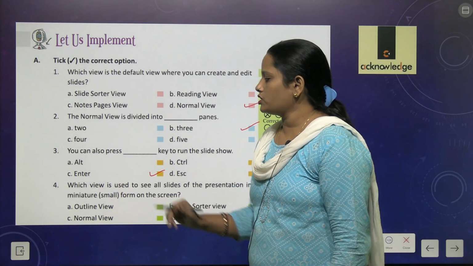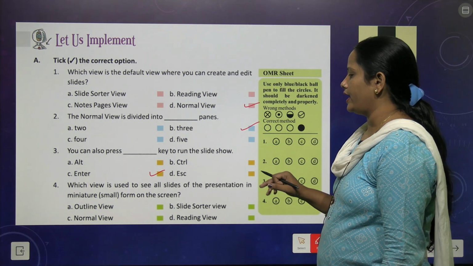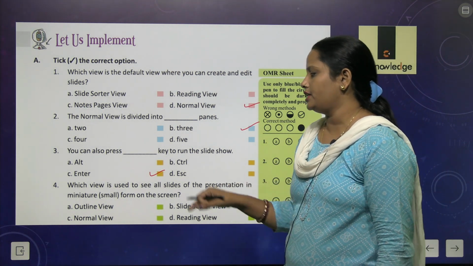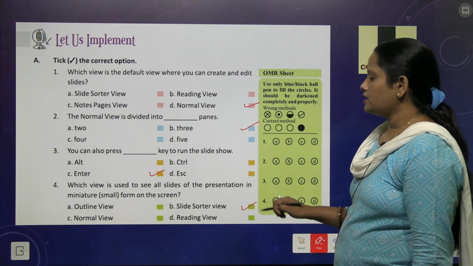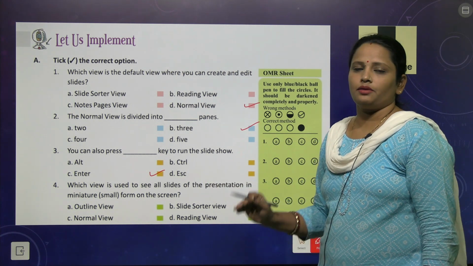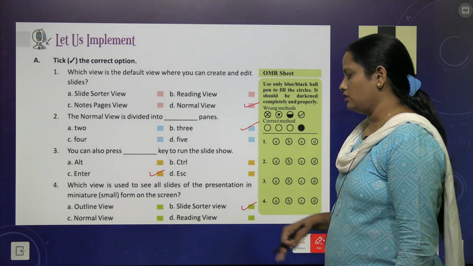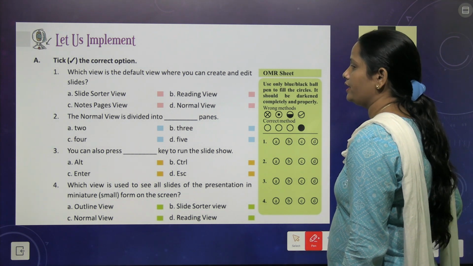Okay, the fourth question is, which view is used to see all slides of the presentation in miniature form on the screen? Yes, the correct answer is the slide sorter view option, through which we can see the miniature form of our presentation. Okay, hope you have completed this.